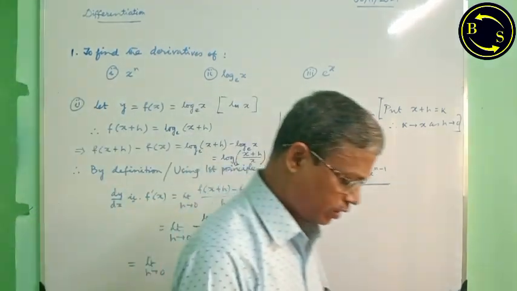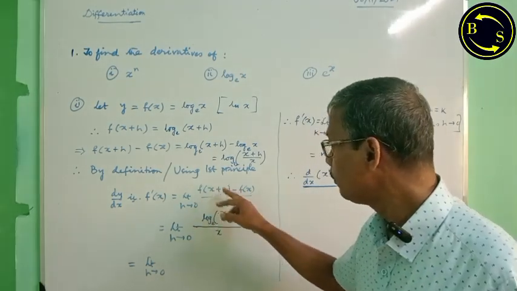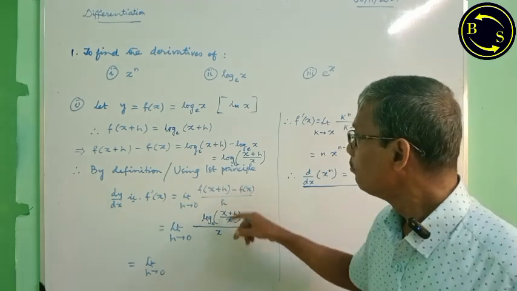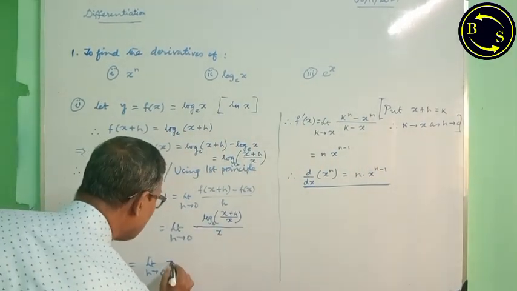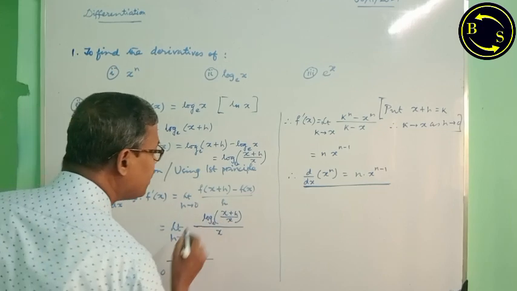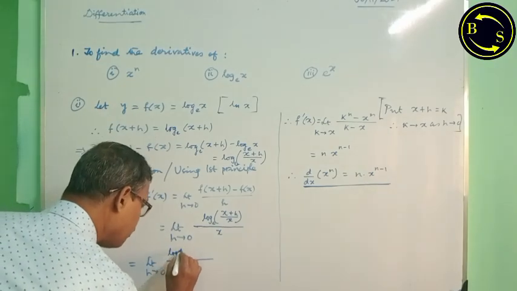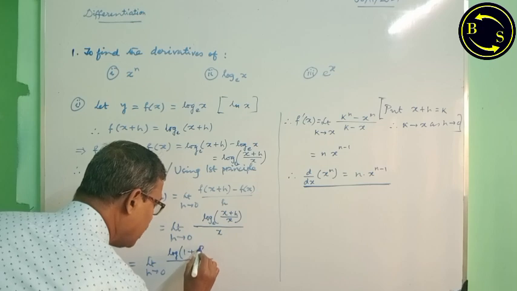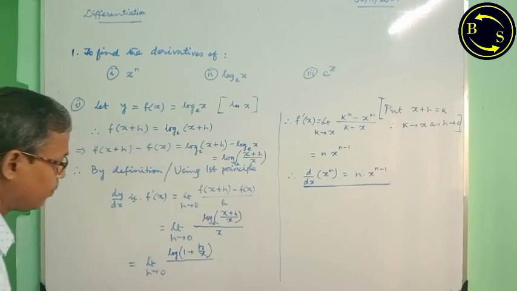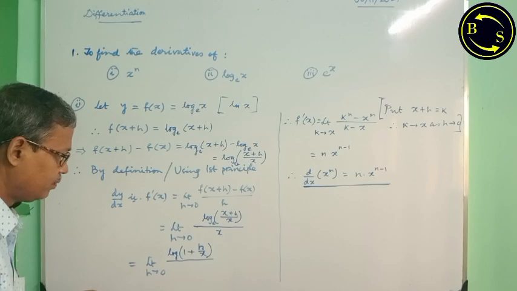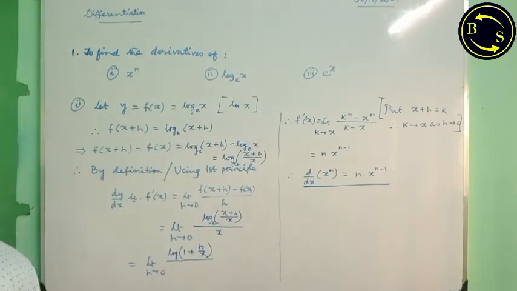Remember, always in the first step you write the definition of the derivative, then you put the value of f of x plus h minus f x. Better you calculate this value earlier than this. Now this is x plus h by x. If we divide, we get 1 plus h by x. That means logarithm 1 plus h by x, and the denominator will be h, not x.